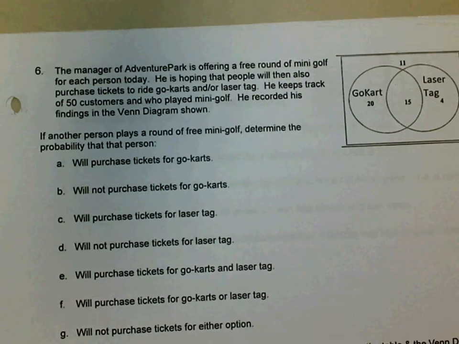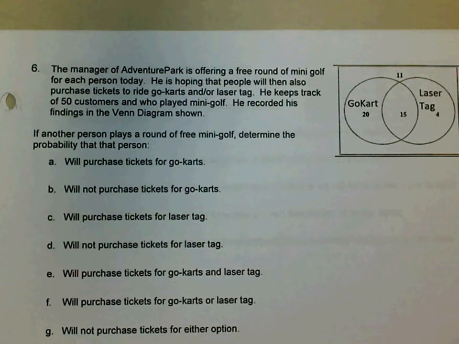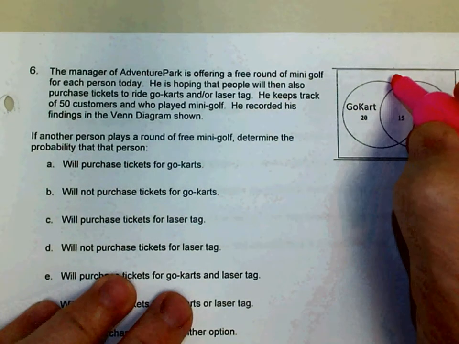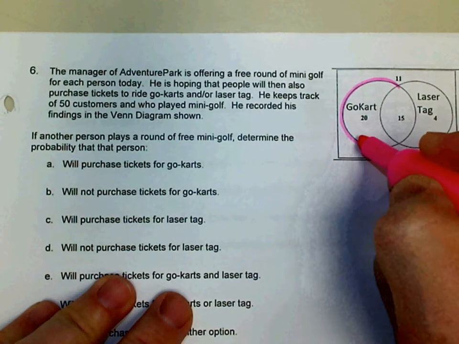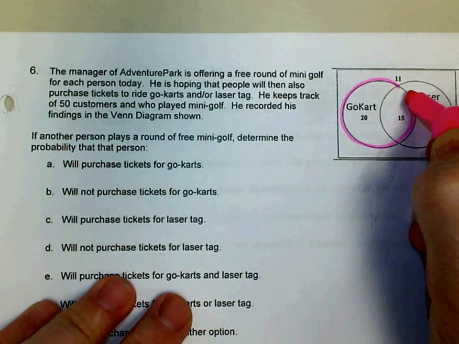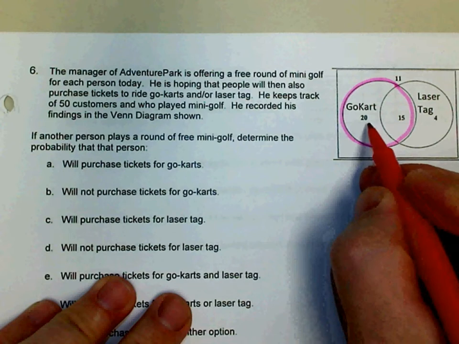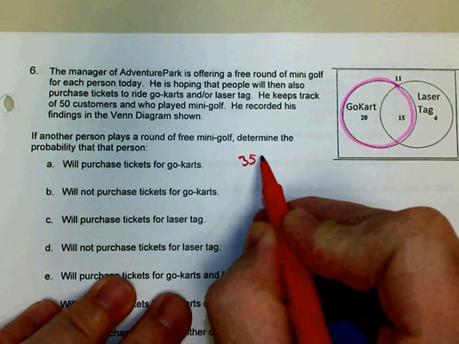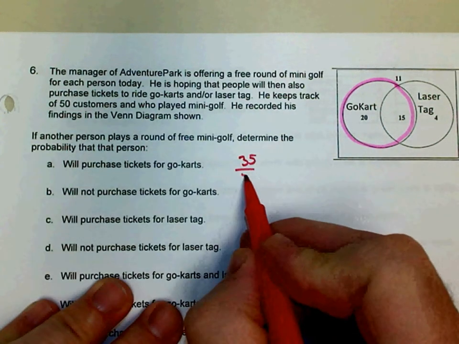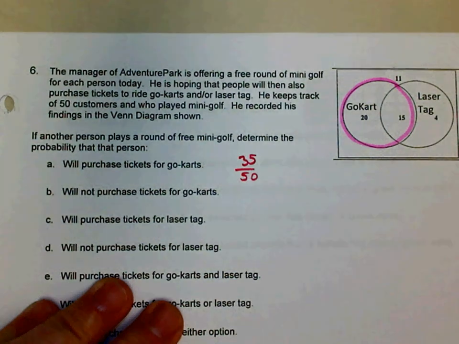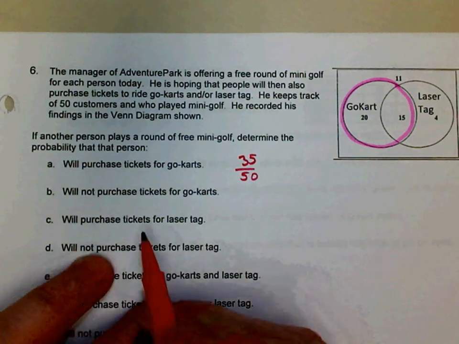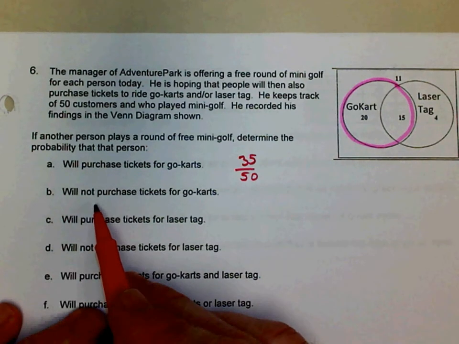Purchase tickets for go-karts. Purchase tickets for go-karts would be all of these inside of here. All of these people purchase tickets for the go-karts. That would be 20 plus 15, or 35, out of the total 50 customers that were sampled.